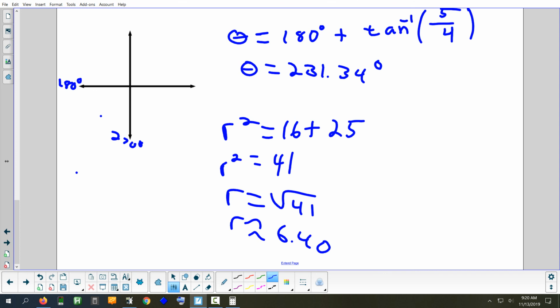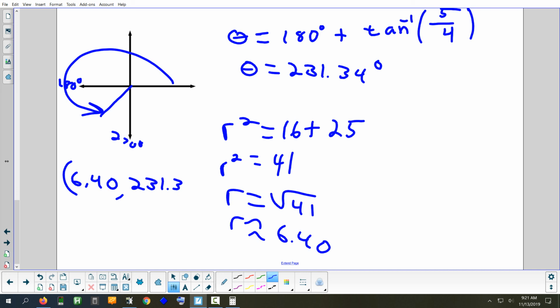Okay, so now just write your final answer. R is the distance from here to here, which is really like the hypotenuse of a triangle. And your angle is that right there. It's 231.34. And that is how you convert from rectangular to polar. Okay. Any questions on that?